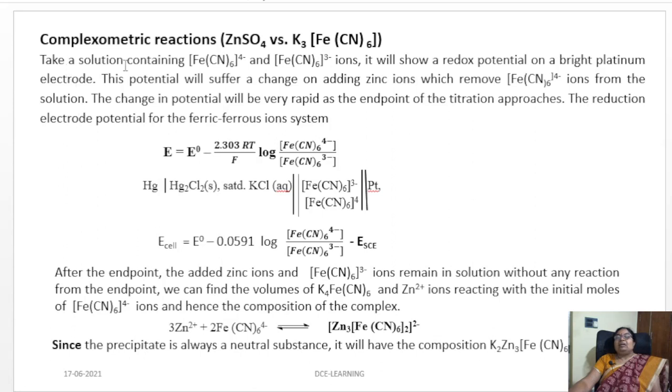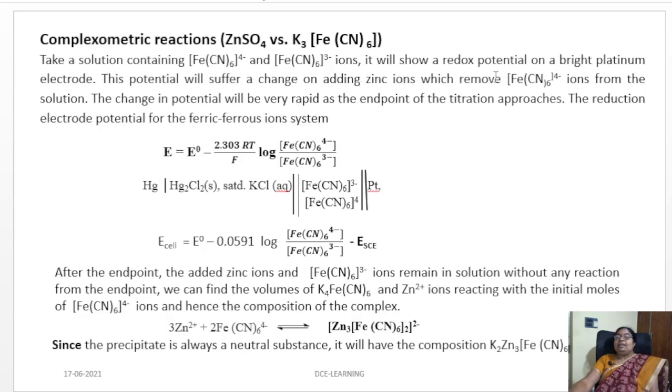Next we go for the complexometric titration. This can also be used for the determination of the endpoint of the titration of zinc sulfate versus potassium ferricyanide. Here we take a solution containing both the ferrocyanide and the ferricyanide ion.